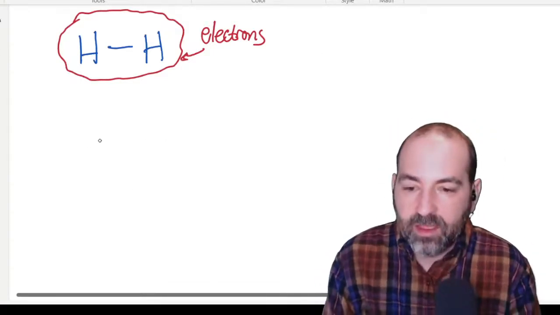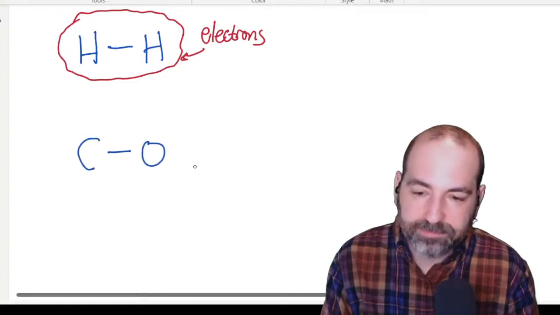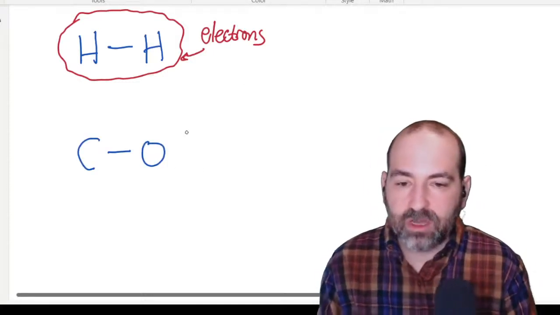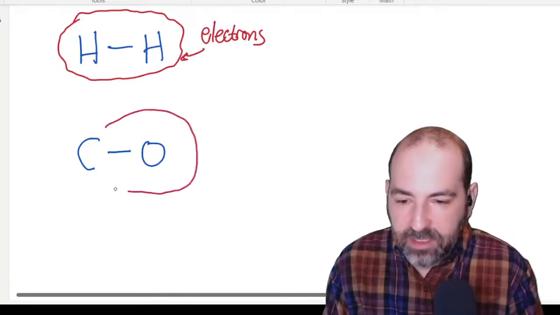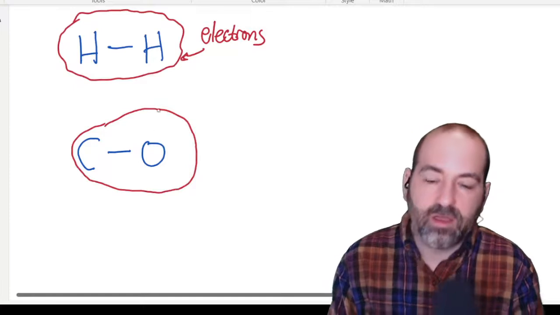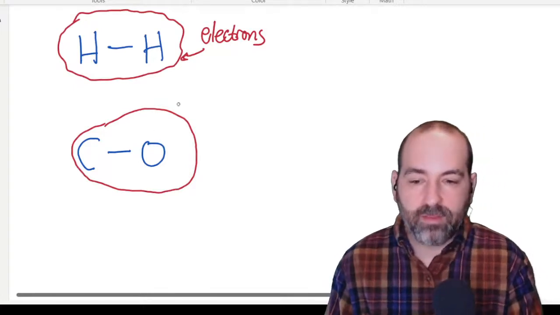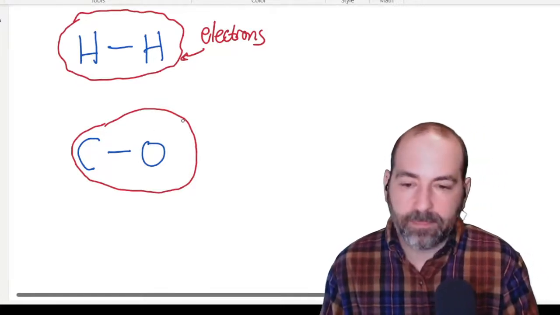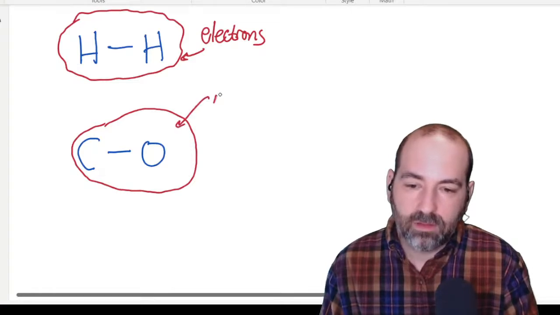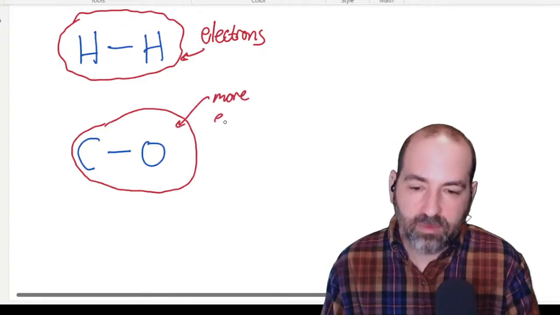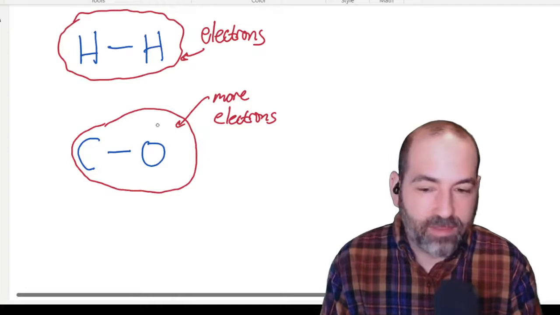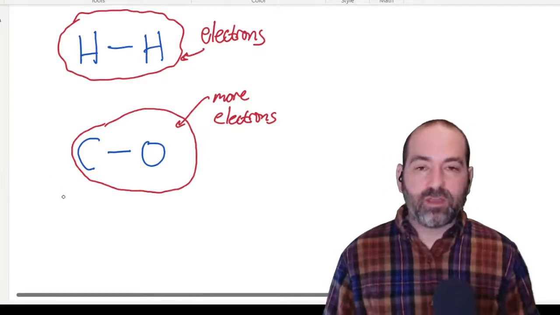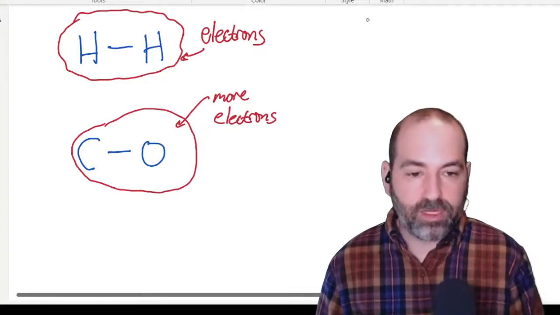So there's not really a drive to pull them to one side or the other. If instead we have a CO bond, we have a little bit different situation. O pulls those electrons more strongly than C. And so you get kind of this lopsided electron cloud where the electrons are more around the oxygen than they are around the carbon. So they spend more time here. We can say more electrons. They're not really more electrons, like it's still two electrons, but they spend their time more on this side than on this side. And that results in something called polarity, which is a separation of charge.